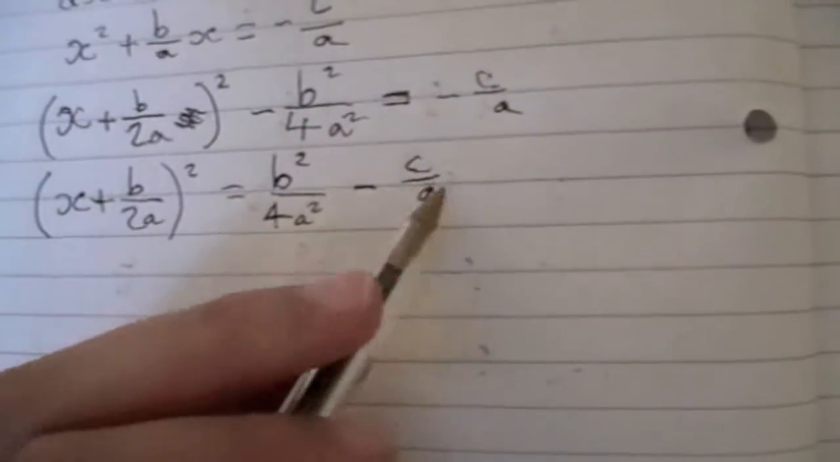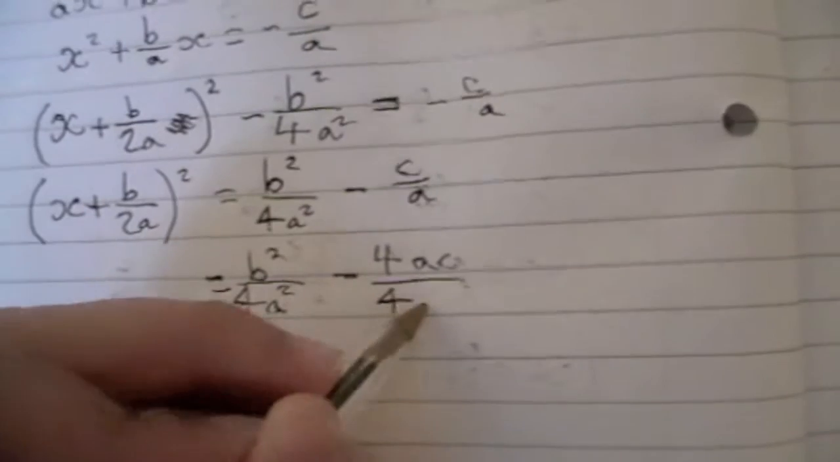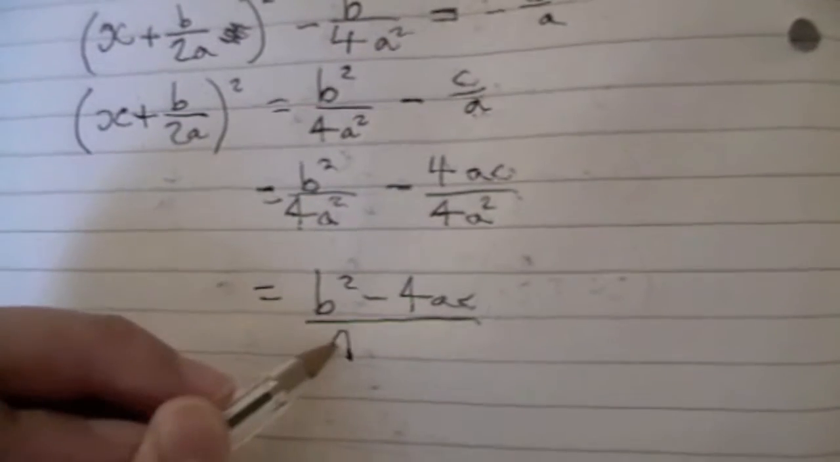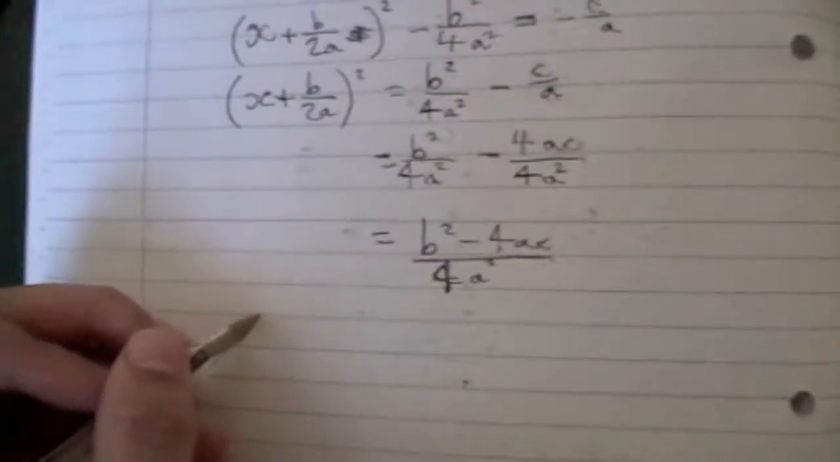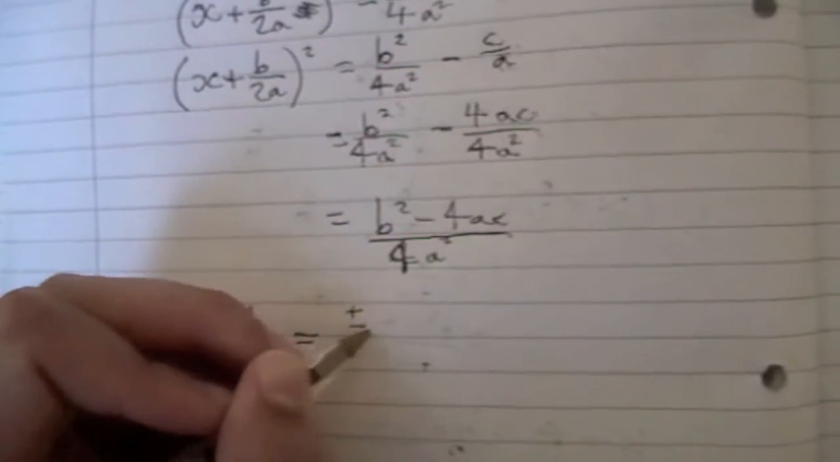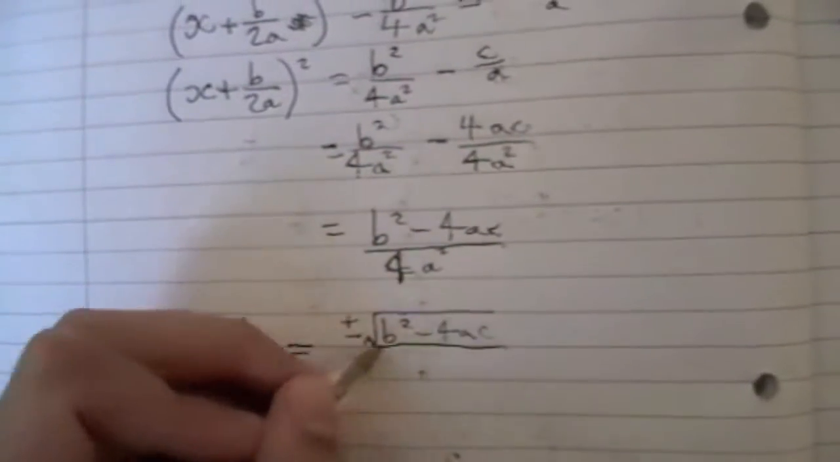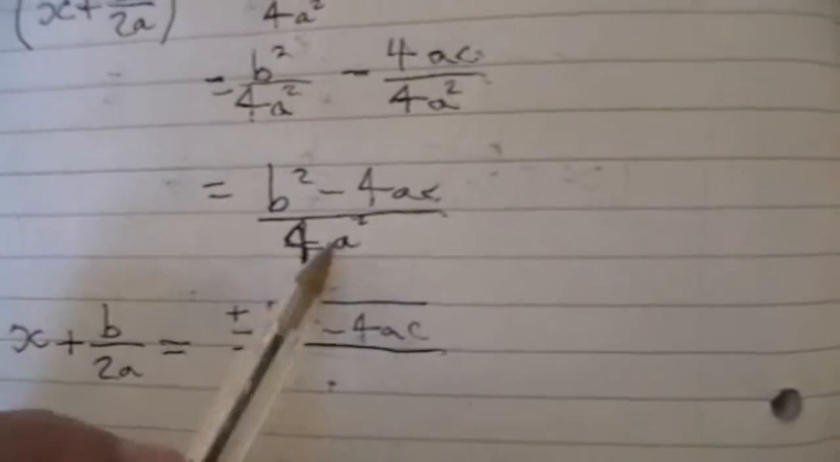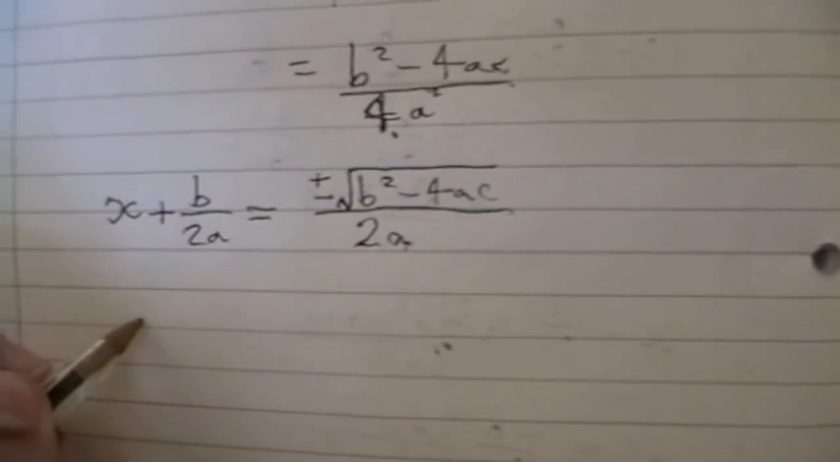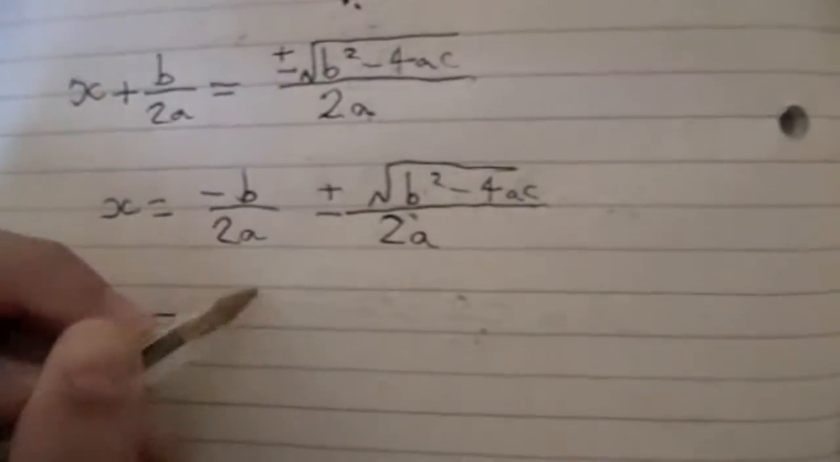And what you can do is you can times the top and the bottom half of the fraction by 4a to make sure that they have a common denominator. So you can write it all as one fraction. Next, you take the square root of both sides. Remember, it can be a plus or a minus value, and the root of 4 is 2, and the root of a squared is a, so you end up with 2a on the bottom. And then finally, you can subtract b over 2a from both sides, and you end up with the formula.